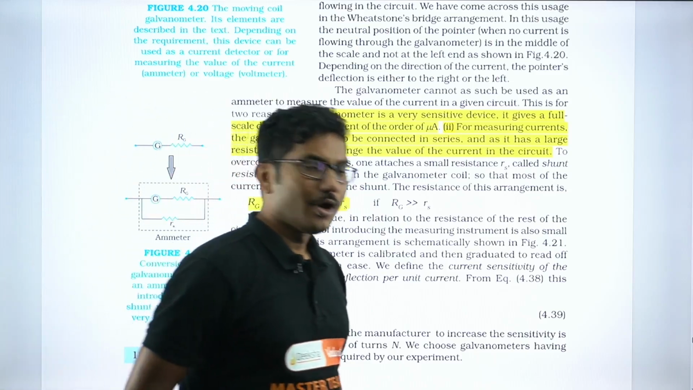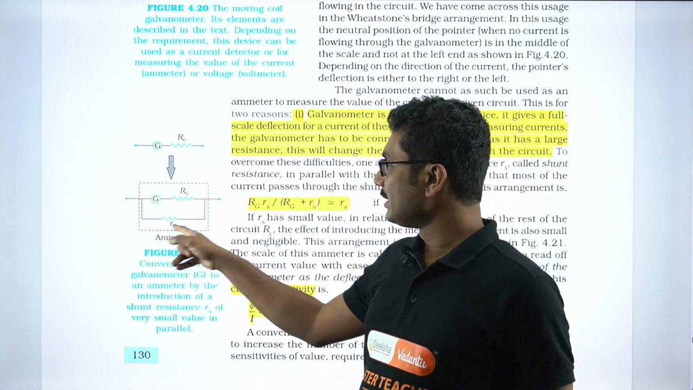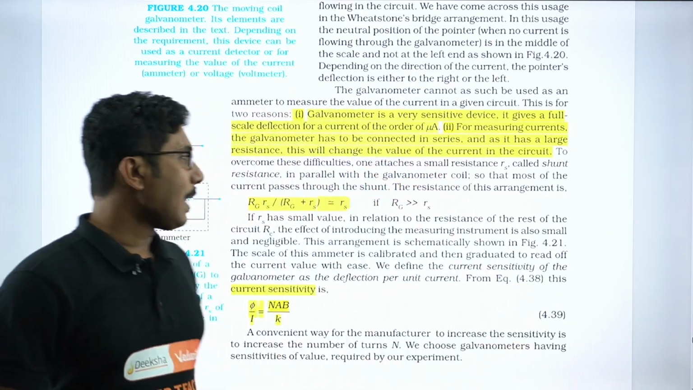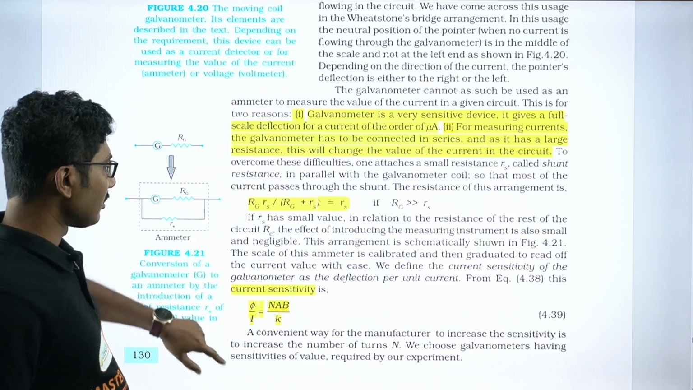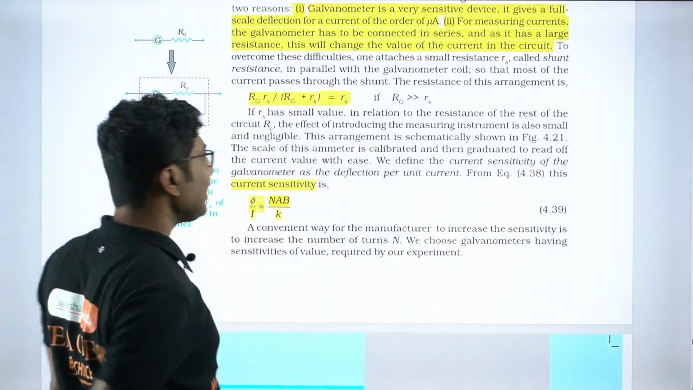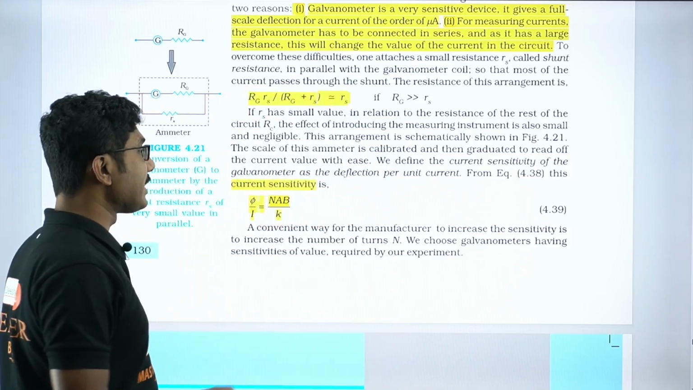So what to do? You have to put a parallel resistor with the galvanometer. This is called a shunt resistor. And that shunt resistor, this mathematics also we have done in our class. This shunt resistor helps lower its resistance, and this can be used as an ammeter.